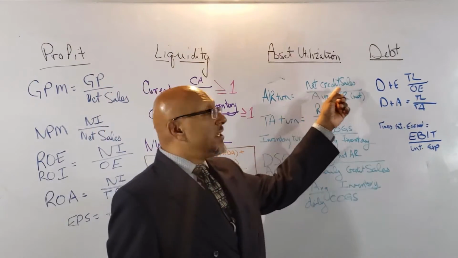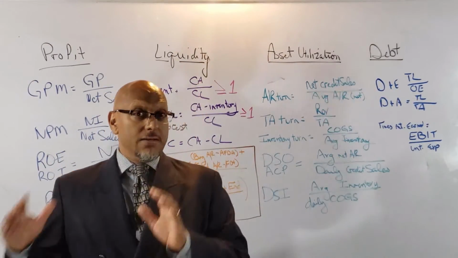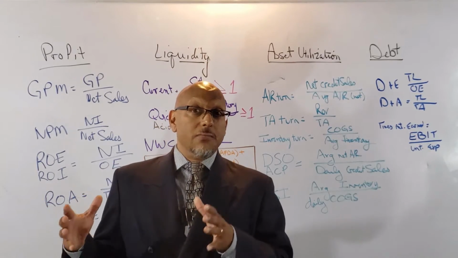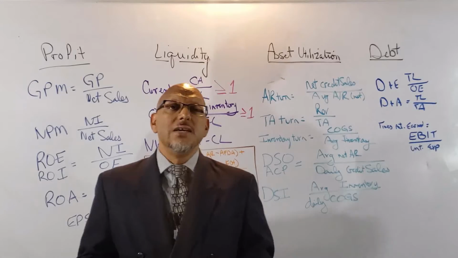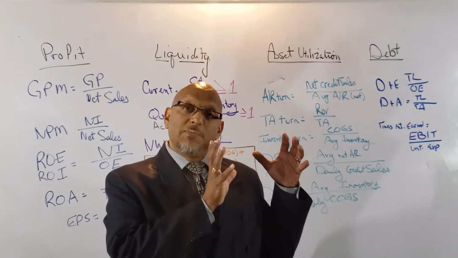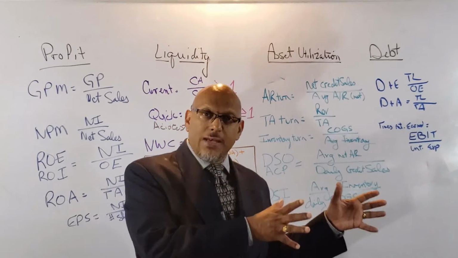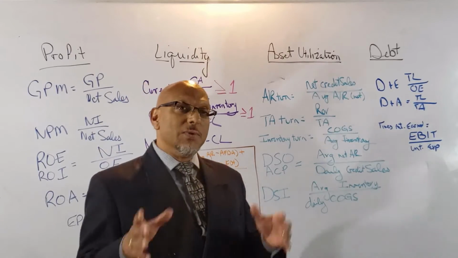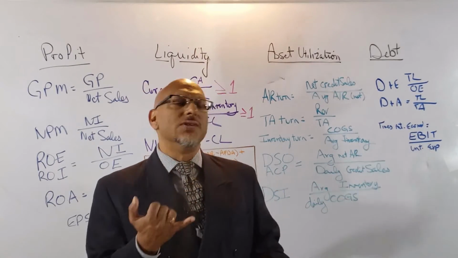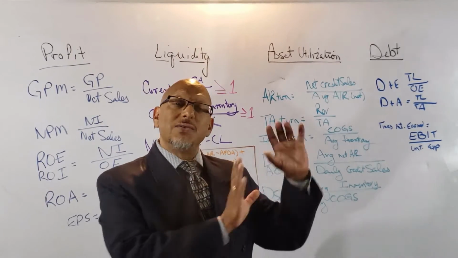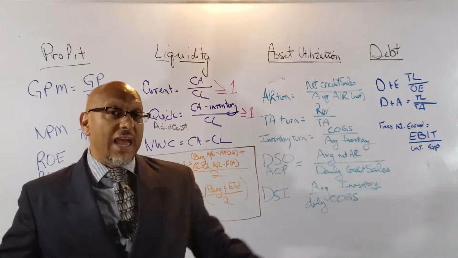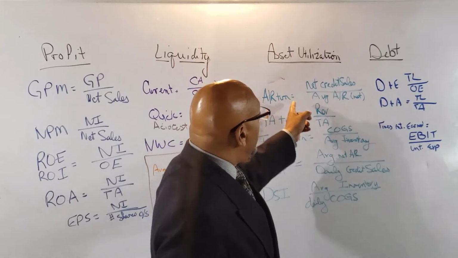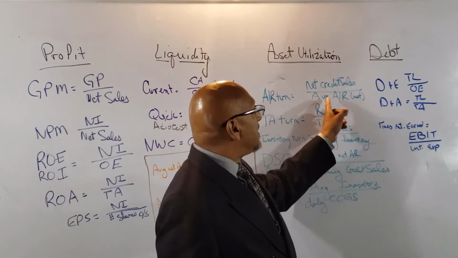That is the net credit sales, which is sales minus sales returns and allowances and sales discounts. Then we break off and specifically talk about credit sales versus cash sales. So we take the credit sales, take out the sales returns and allowances and sales discounts, and that's our net credit sales, not for cash. And then we take what's called the average net AR.